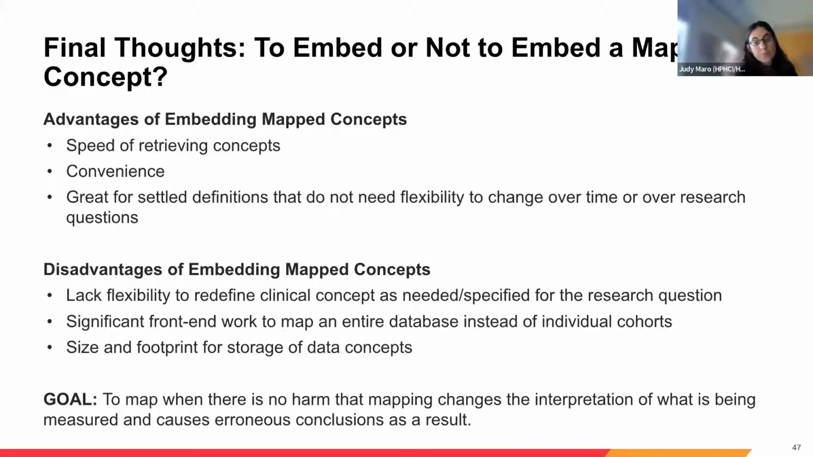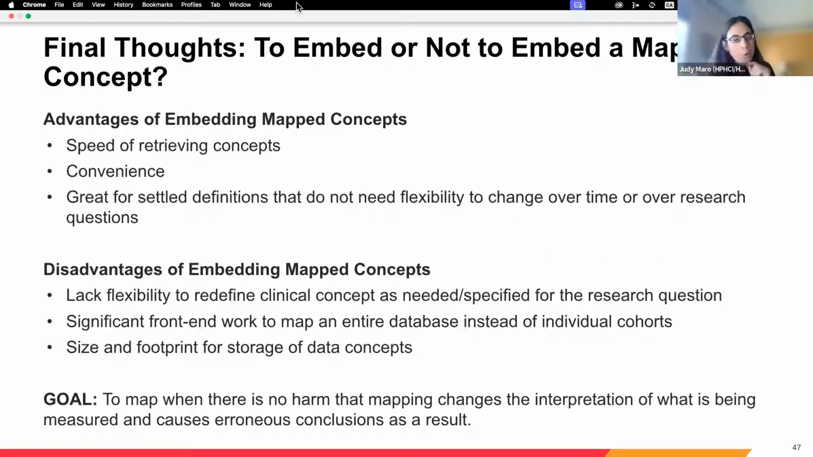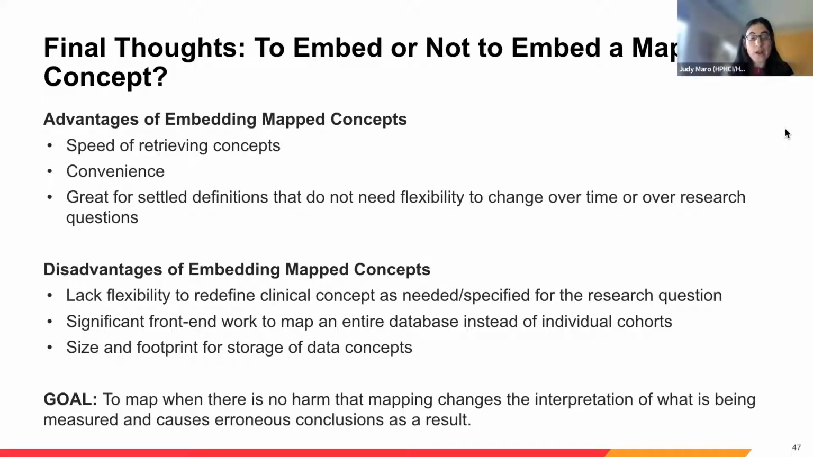So the disadvantage of embedding that map concept is, again, you potentially lack that flexibility to adapt it to your research question as you need to. There's significant front-end work involved in mapping an entire database of codes. And my understanding is Canada is experiencing this now in trying to adopt the OMOP Common Data Model. Mapping is a challenge, and doing it all up front for a whole database instead of a cohort by cohort strategy, it's quite a lot of work. And then of course, there's the actual physical size and footprint of the storage of those data concepts.